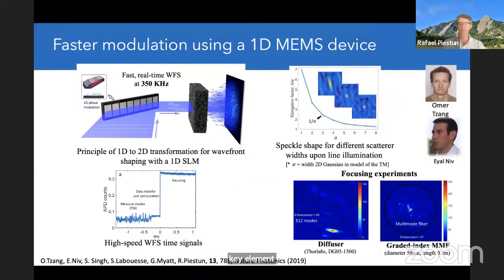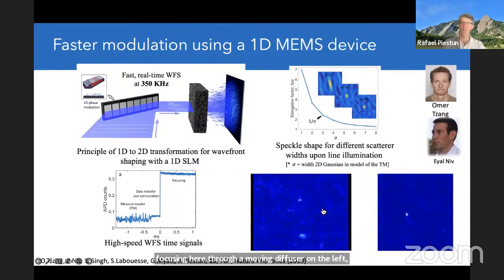Later, we developed an even faster method using what is called a grating light valve, GLV. This is a one-dimensional array of pixels. And without going into too much detail, this can modulate at 350 kilohertz, so 10 times faster than the DLP. And here, just to demonstrate it, we are focusing through a moving diffuser on the left and through a dynamic medium here that is changing in the order of milliseconds. And the idea is to have a feedback to recalibrate the transmission matrix.